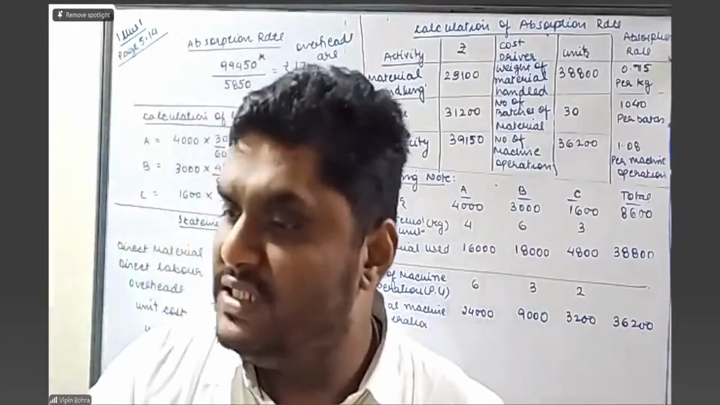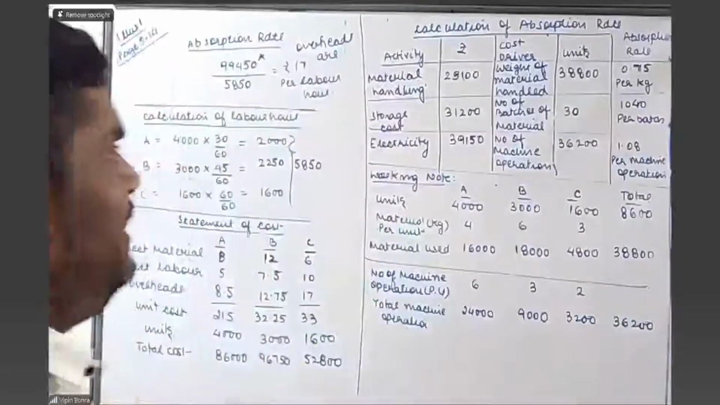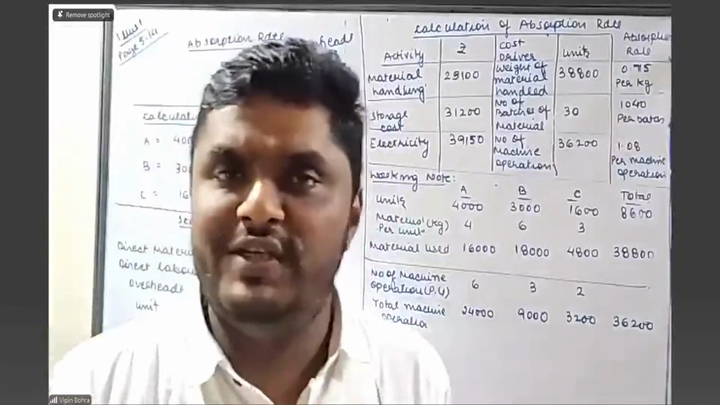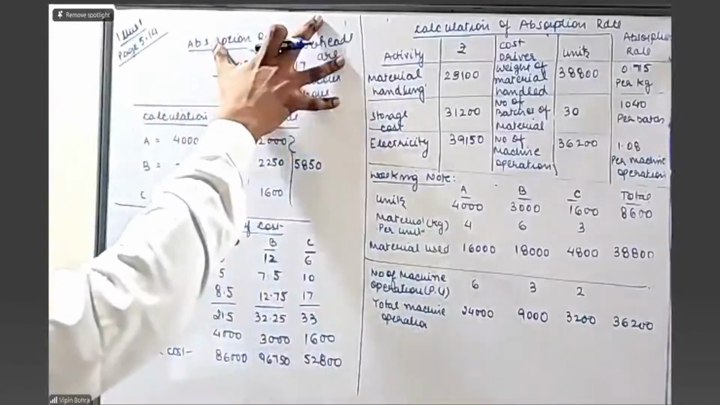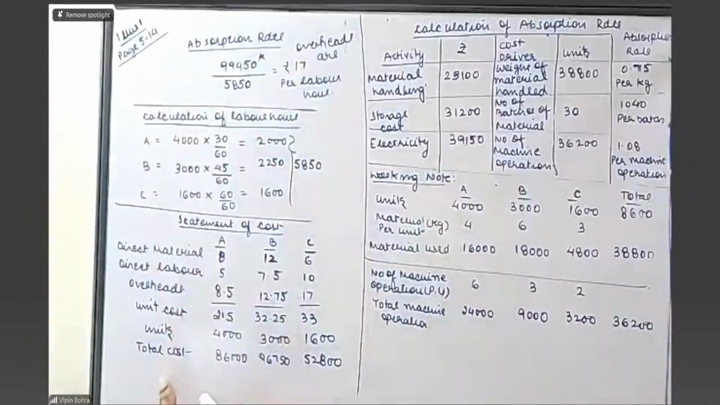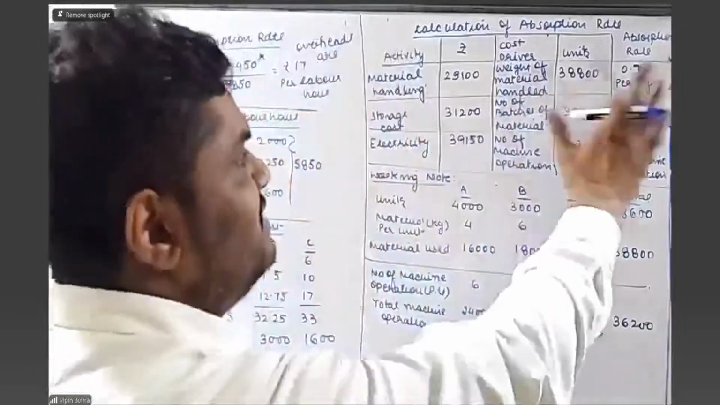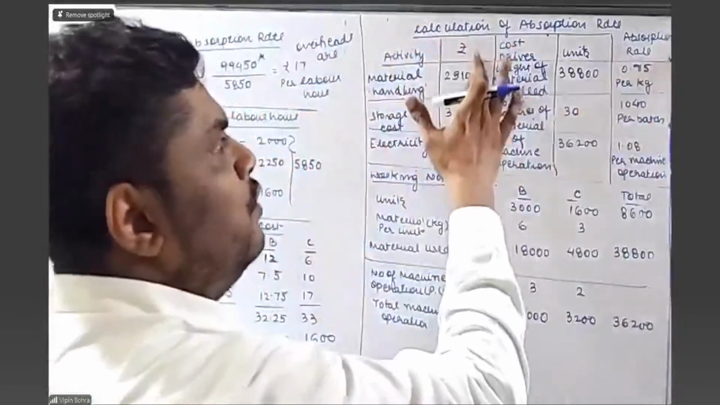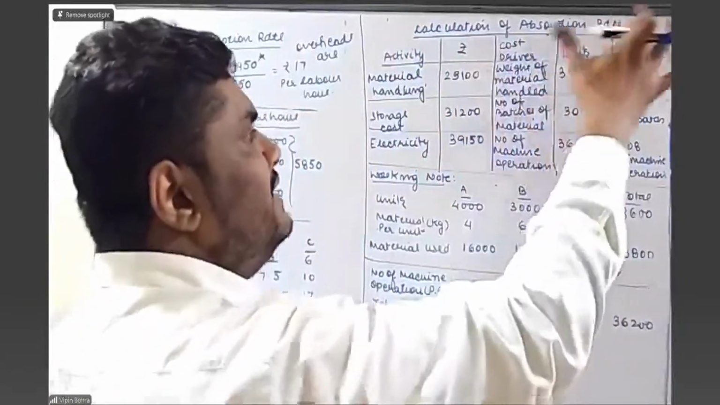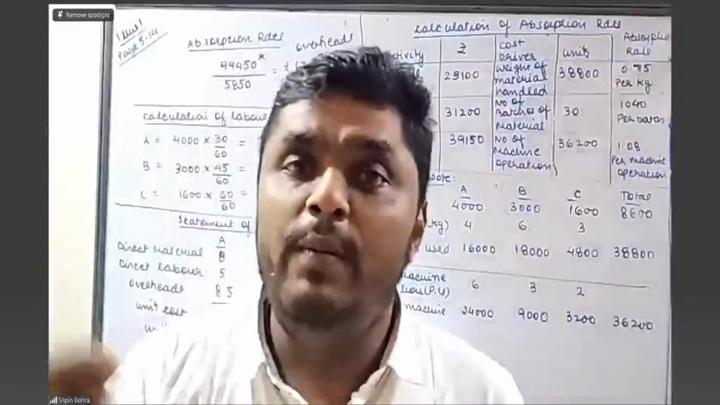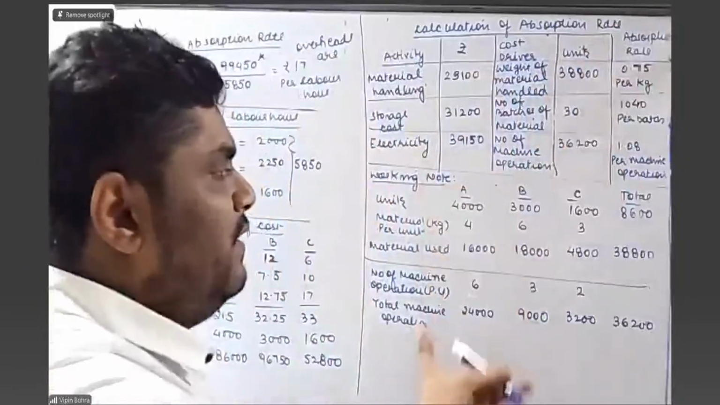See, this is the best way to present in the exam. The first one is when there is a full-fledged question. First step, calculate the absorption rate and prepare the statement of cost as per traditional costing. Now, when talking about activity-based costing, you need to prepare this master chart: activity, rupees, cost driver, units, and absorption rate. If any information is missing, we will prepare the working note.